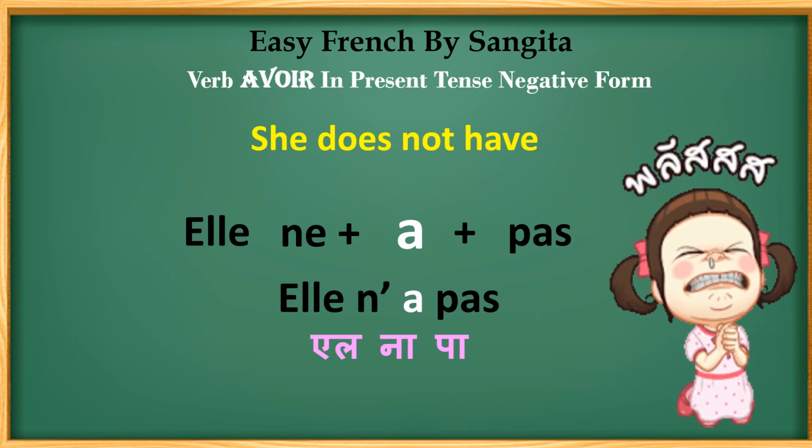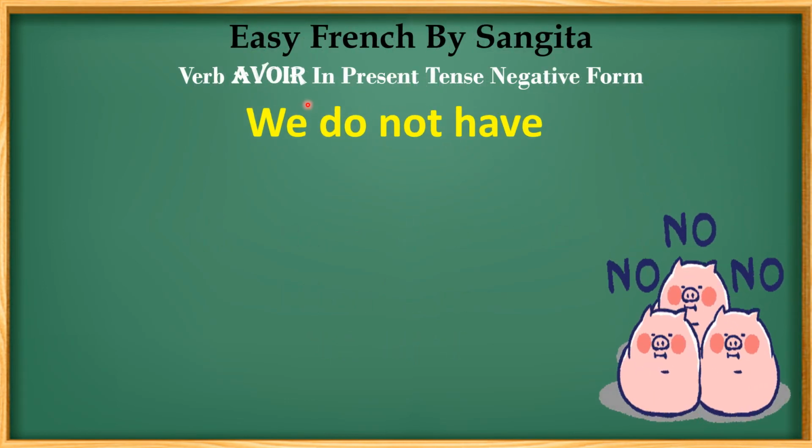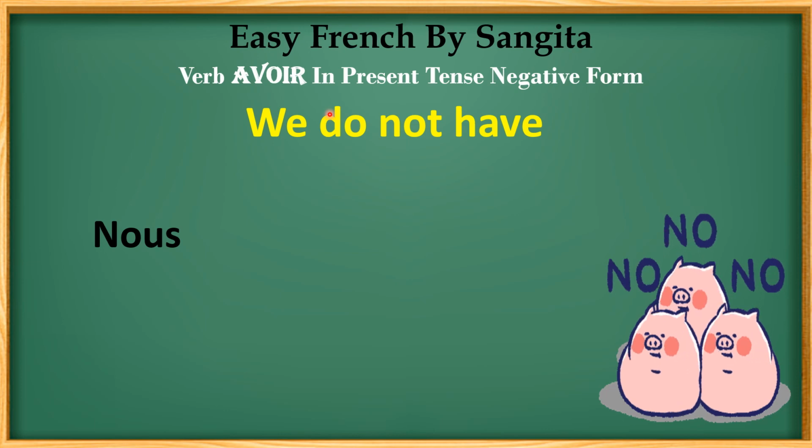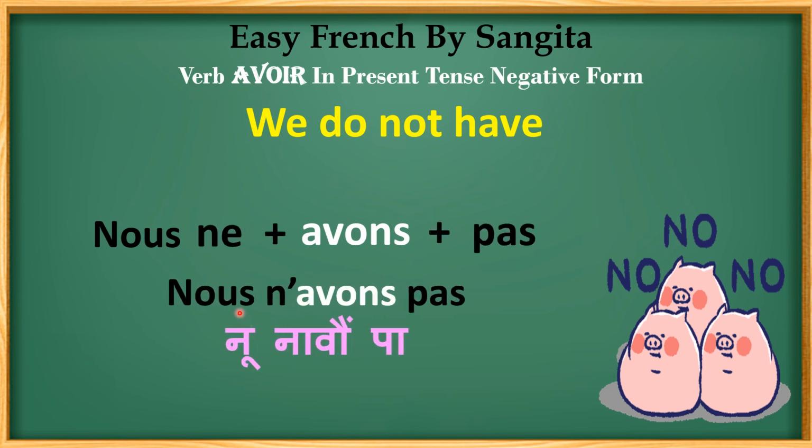And please do watch the video till the end, because at the end there's a revision. So next will be the first person plural form. We do not have. So for we we are going to use nous avons. So nous avons, we have. In the negative form, ne and pas, and it becomes nous n'avons pas. Nous n'avons pas. Remember this apostrophe. It means we do not have.